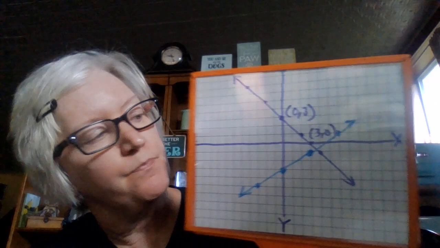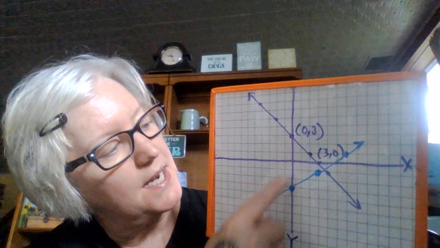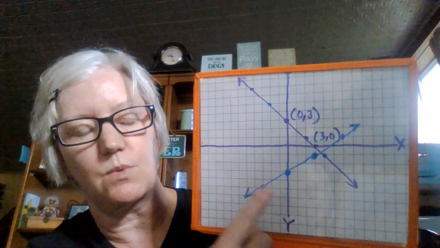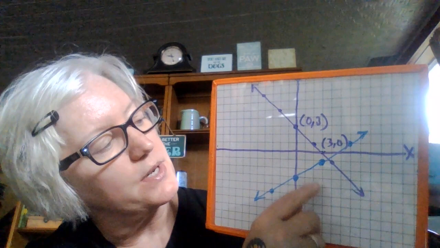The reason why the y-intercept is when x is at 0 is because you want to stay on this line, meaning you're not going left or right. You want to stay on that line, so the y-intercept is when x is 0. And the reason why the x-intercept is when y is 0 is because you don't go up or down, you just stay on this line.